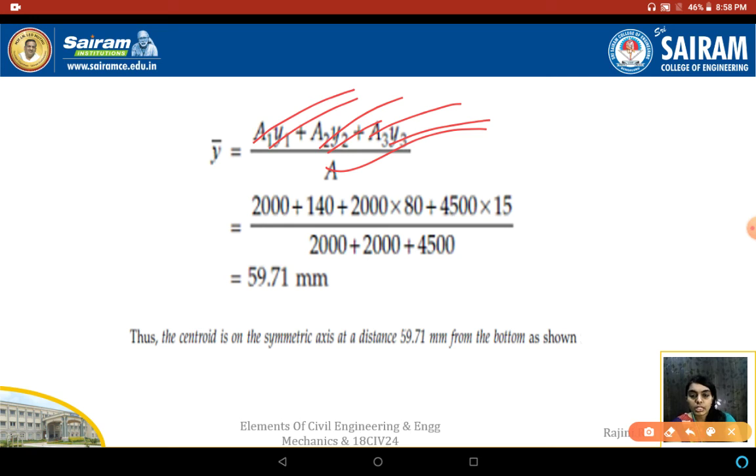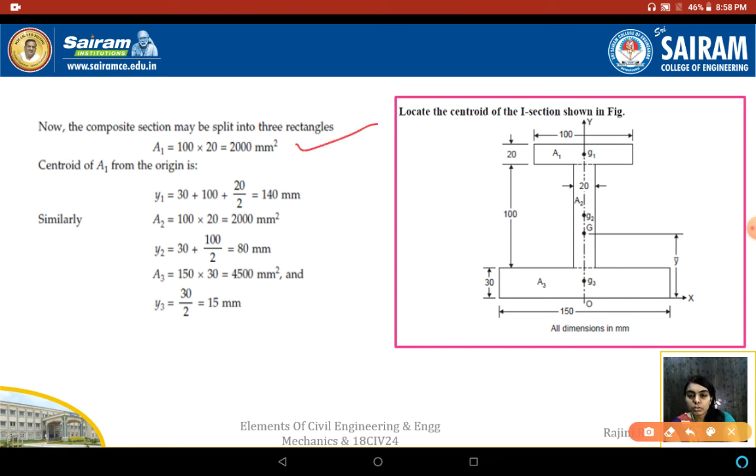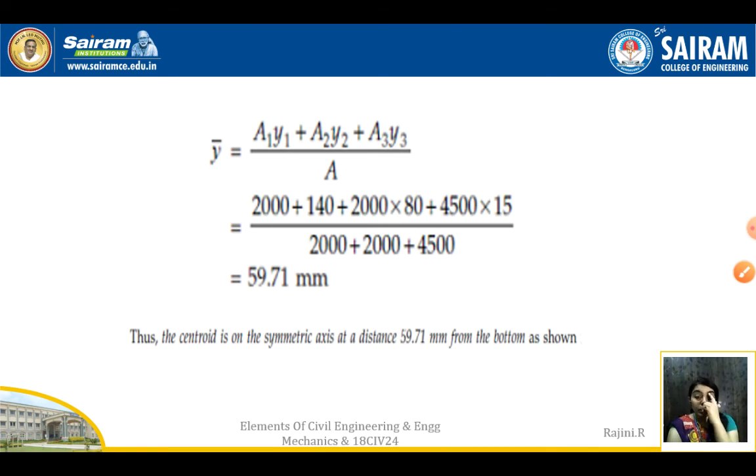So that is 2000 into 140 plus 2000 into 80 plus 4500 into 15, divided by 2000 plus 4500. Actually this is a multiplication, that is 2000 into 140, where A1 is 2000 and y1 is 140. It is just showing plus, but please take it as a multiplication. So the total overall answer is 59.71 mm. Therefore the centroid is on the symmetrical axis at a distance of 59.71 mm from the bottom.